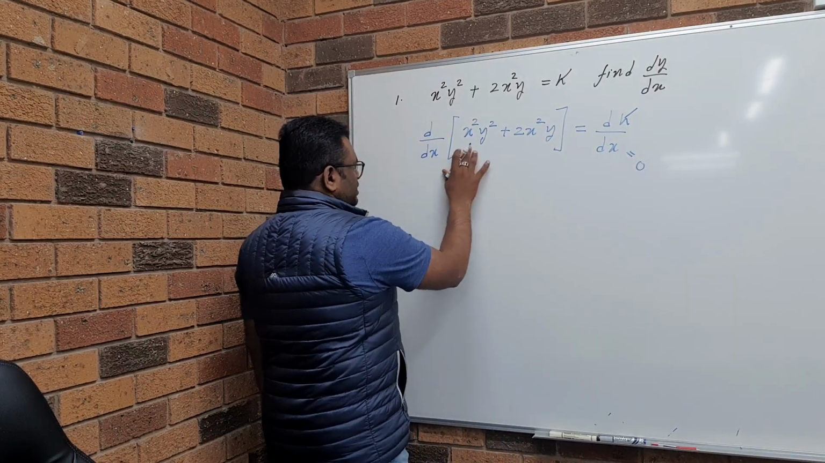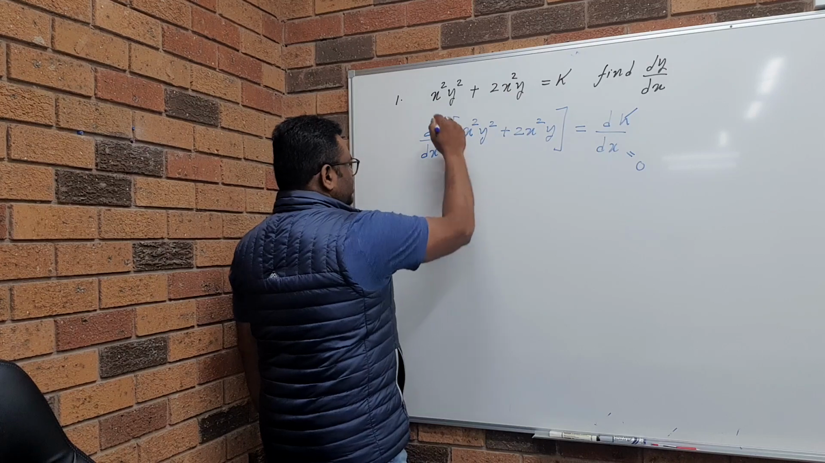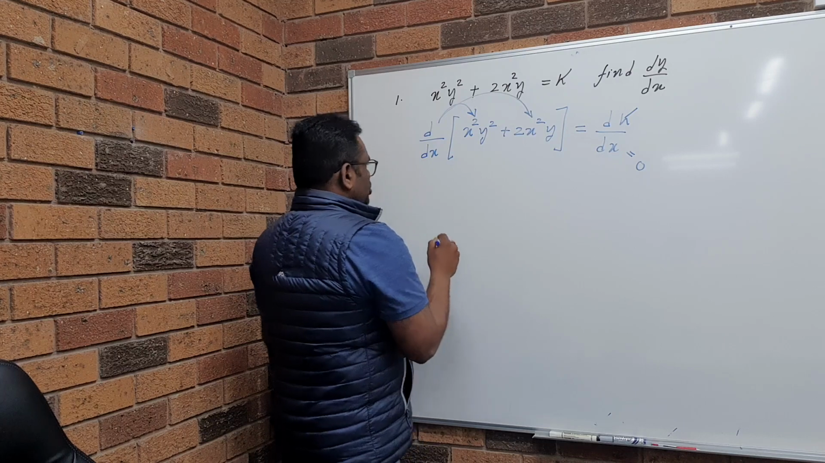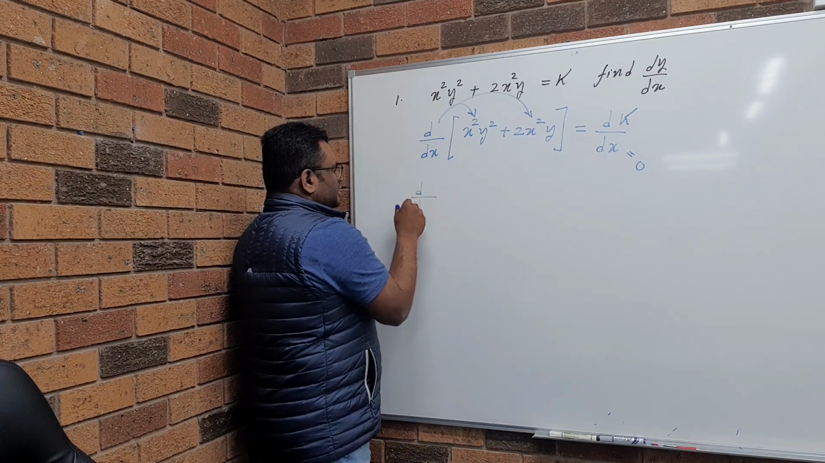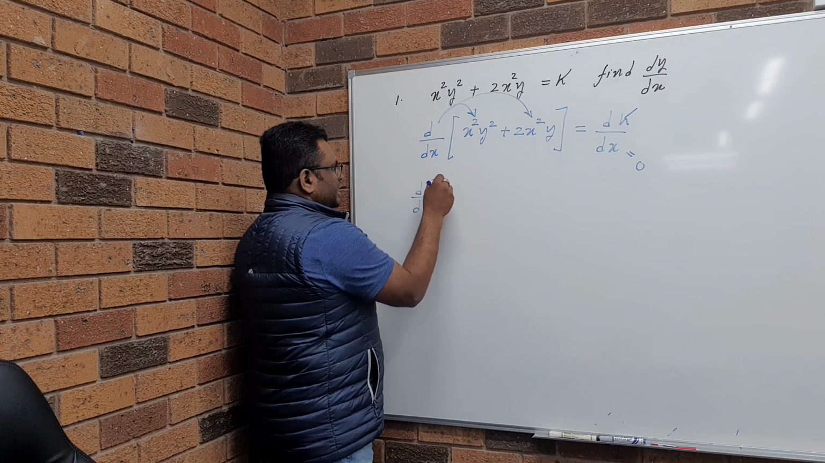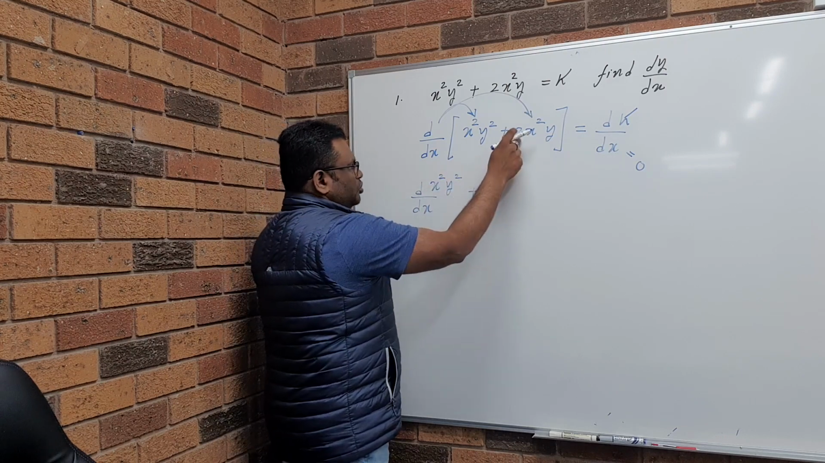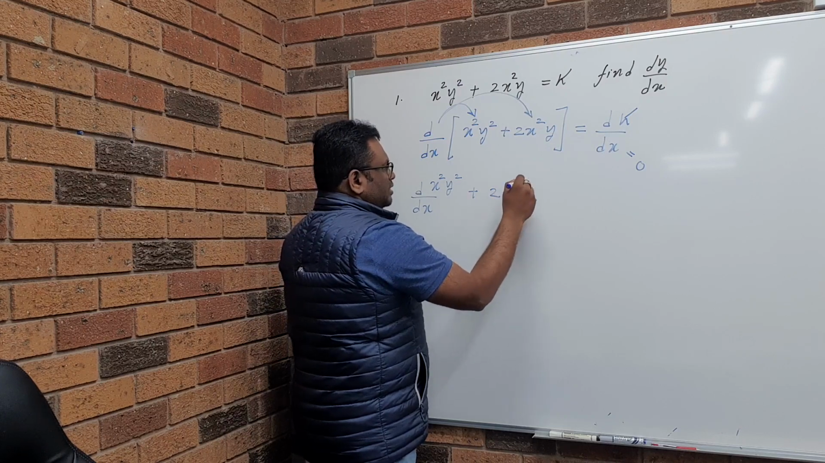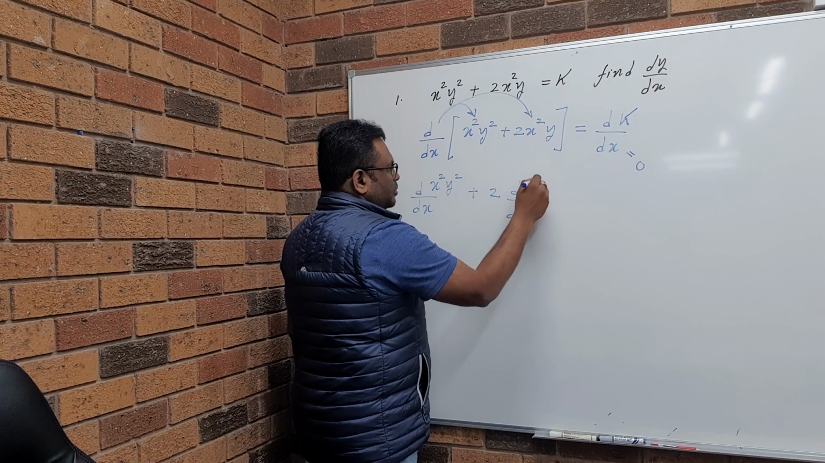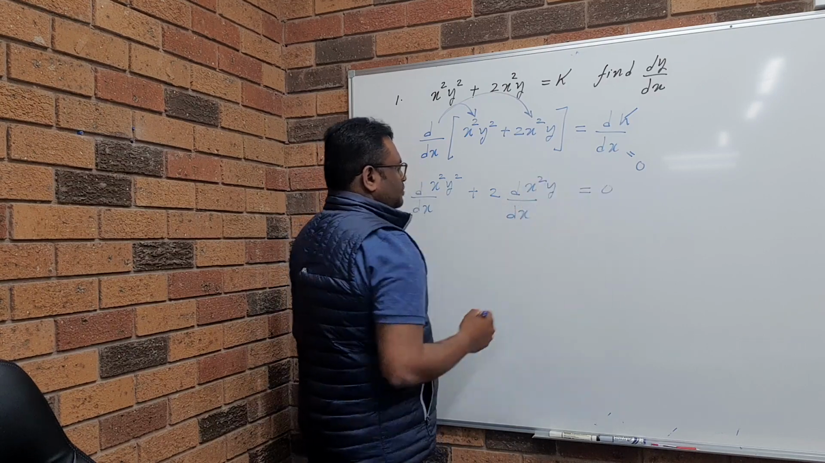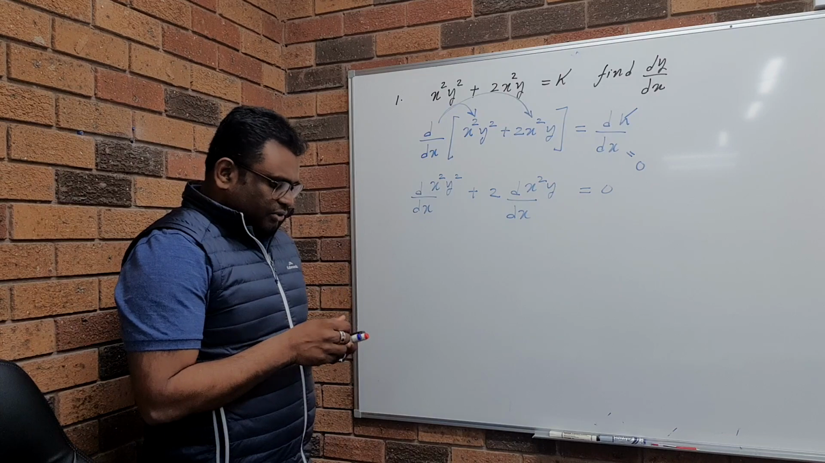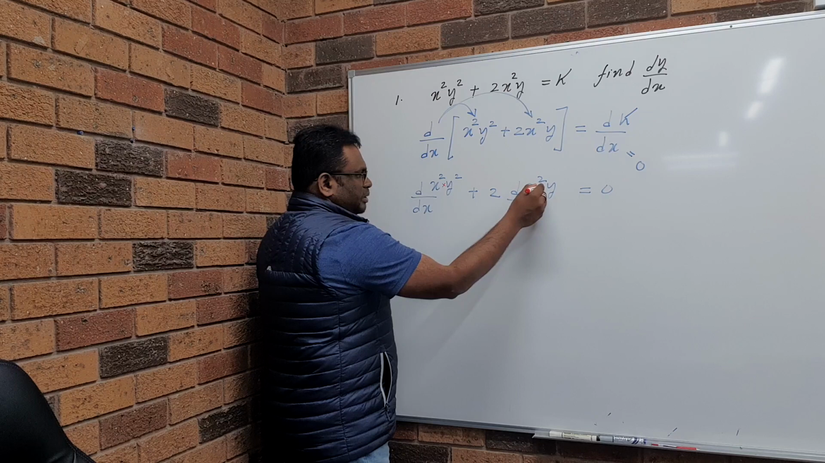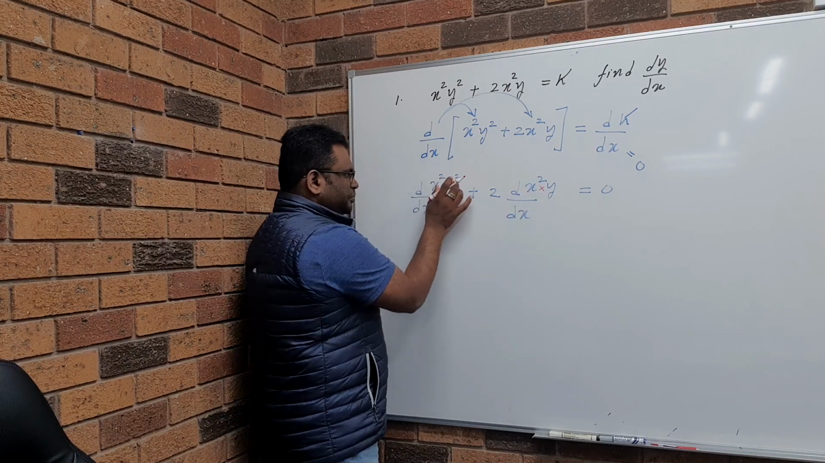So now you can separately operate on these two terms. I'm going to operate d/dx on this term and later on that term. When I do that, I get d/dx of x squared y squared plus 2, which is a constant, I'm going to take that out, and then I'm going to operate d/dx on x squared y, and the right-hand side is 0. So pretty easy. Now here you can see there is a multiplication and there is a multiplication here. So carefully you have to use the product rule here.